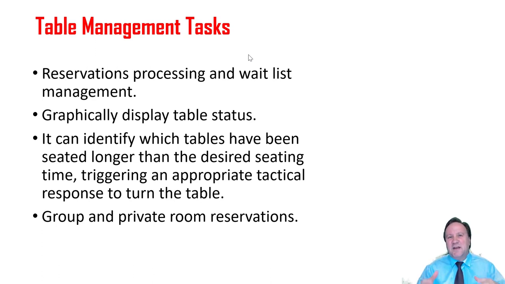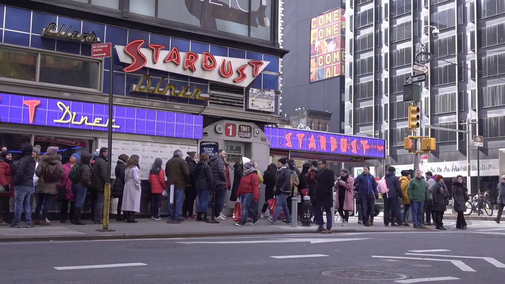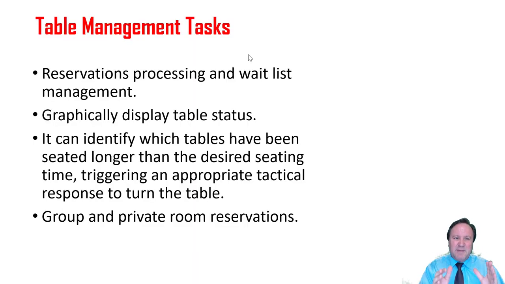That means that if you have a table management module attached to your point of sale system, you can ask your guests to make reservations, or you can make the reservations for them. So when you have a reservation for six people at 7 p.m., the table management system can prevent you from giving that table away before 7 p.m. If somebody comes at 6:30, you need to make sure that table is ready for your reservation.